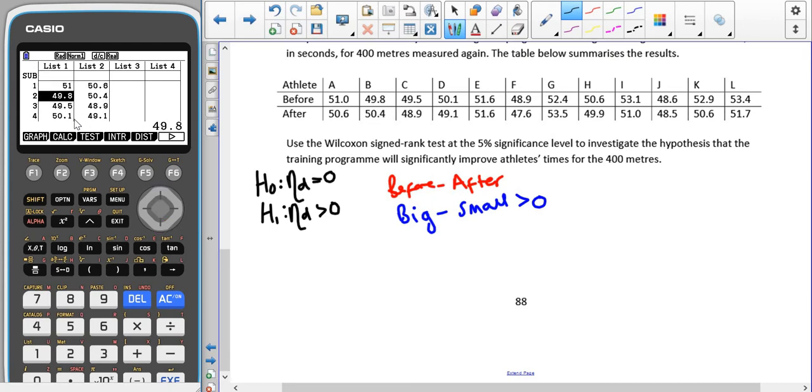So 51, 49.8, 49.5, 50.1, 51.6, so it's there. 51.6, 48.9, sorry about that.